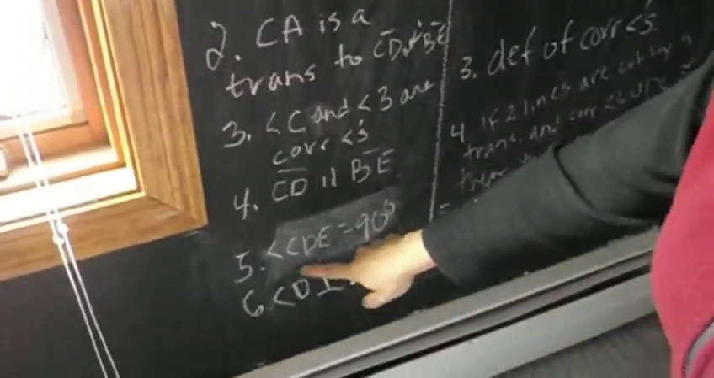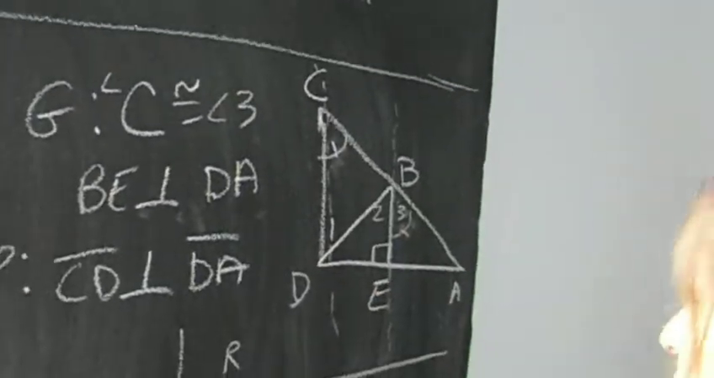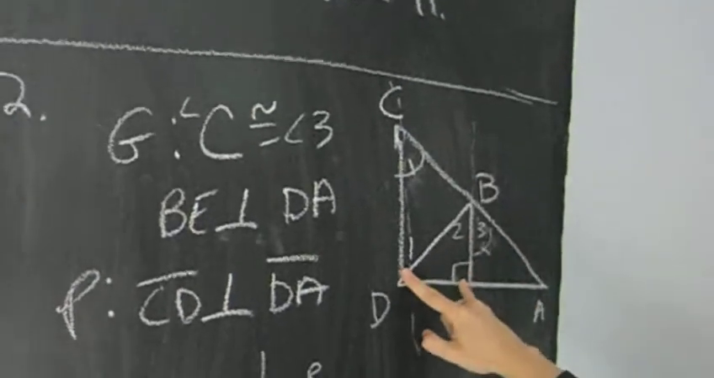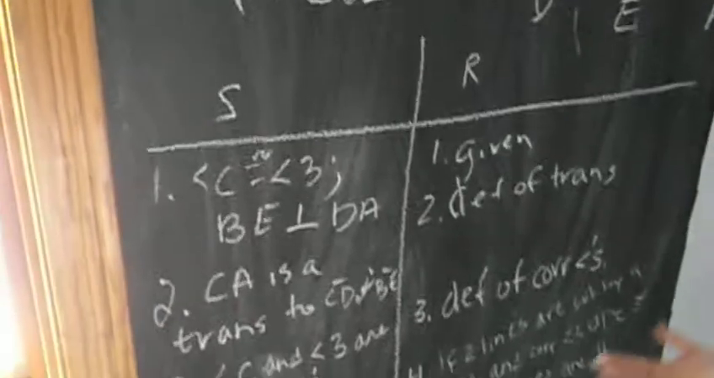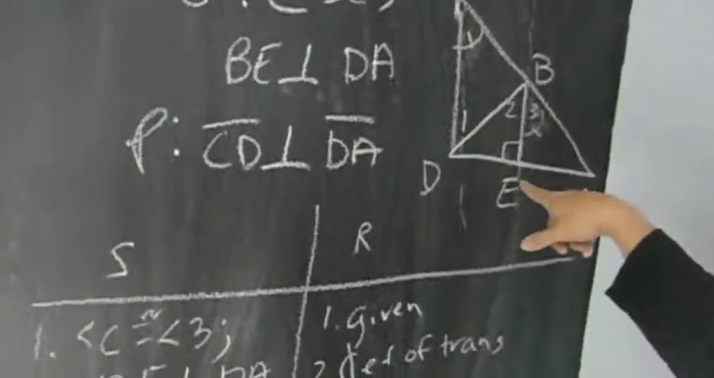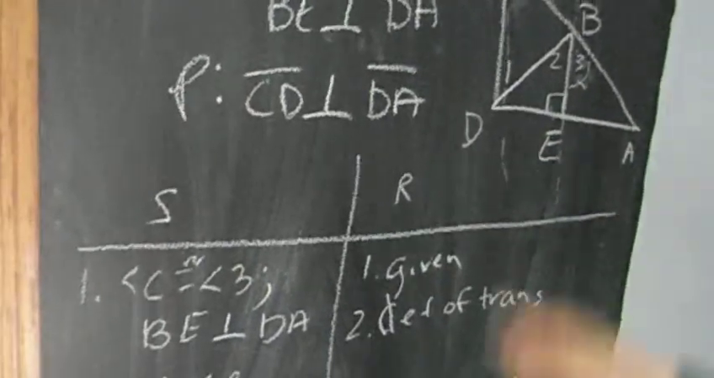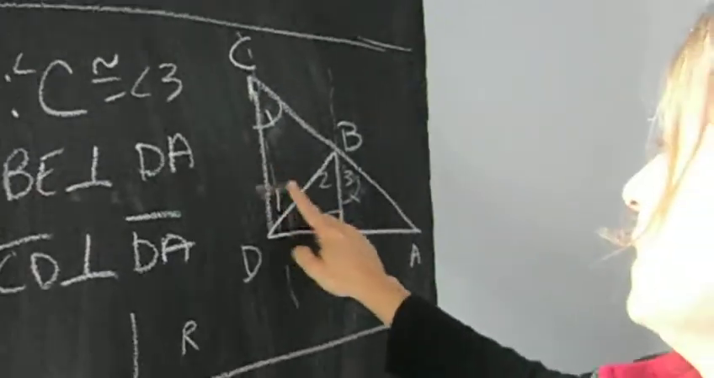Then I put angle CDE equals 90 degrees. So this equals 90 degrees because these are same side interior. And if angles are same side interior, then they're supplementary. And 90 plus 90 is 180. So those are same side interior, and therefore CDE is 90 degrees. CD is perpendicular to DA because, definition of perpendicular lines, that was 90 degrees.